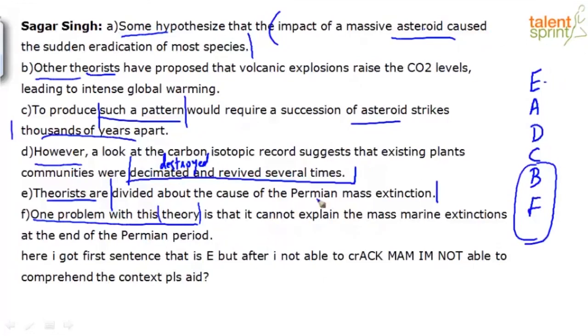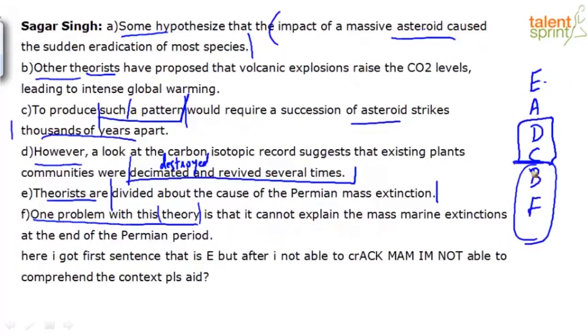So there is a division about the cause of the Permian mass extinction. Some people are saying this: some hypothesize that the impact of a massive asteroid caused a sudden eradication of most species. Such a pattern, my only clue is a pattern. The pattern is explained only in D, where they are saying communities were destroyed and then brought back to life several times. So the pattern is explained by D. You cannot break D and C. This is a link for sure. You cannot break D and C.